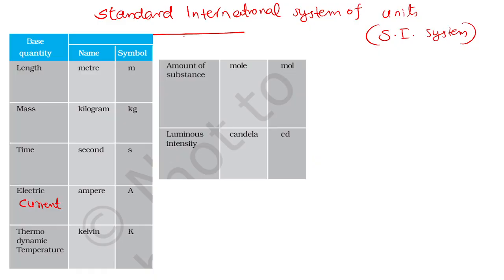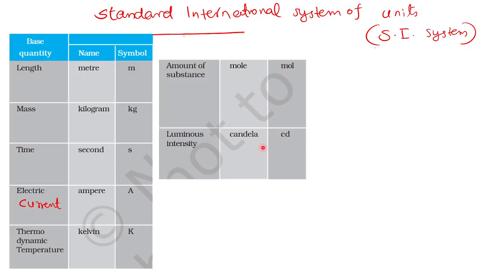And the symbol is A. Kelvin is for measuring temperature. Symbol is K. Mole. There is another term, mole, that you use in chemistry. In chemistry you use mole for measuring the number of atoms, number of molecules. We need a unit, that is mole. The mole is for measuring the amount of substance. Measure amount of atoms, amount of molecules, like that.